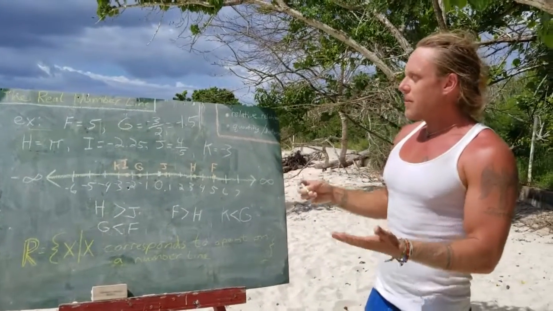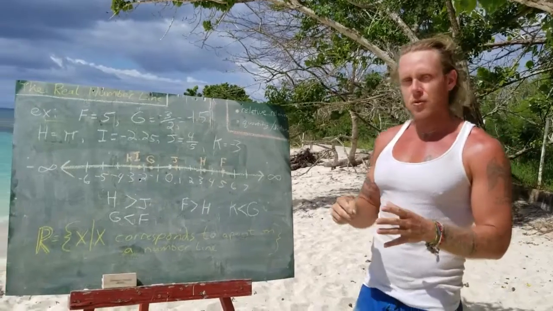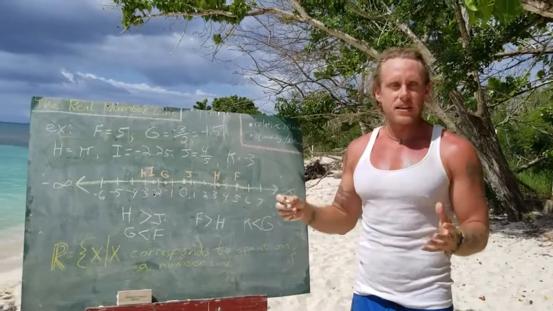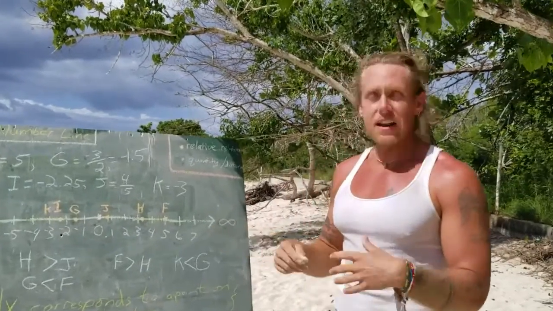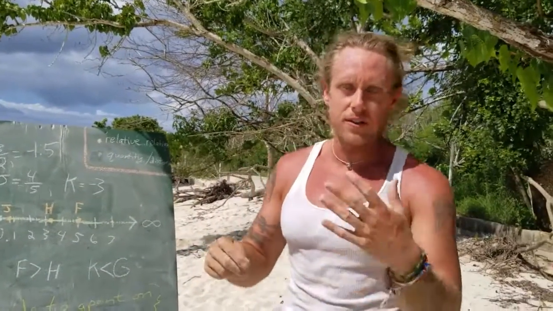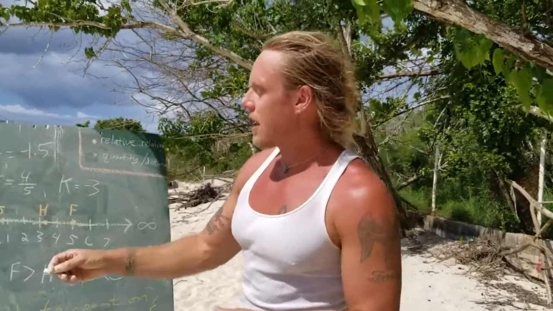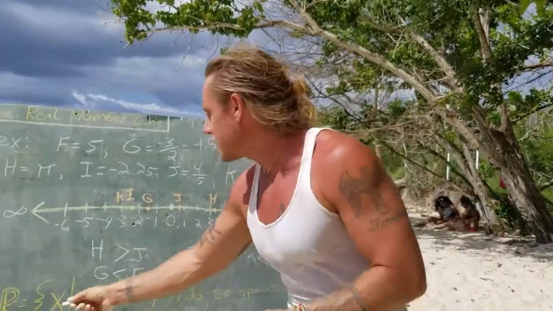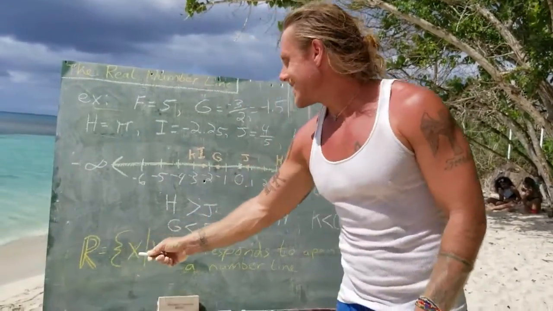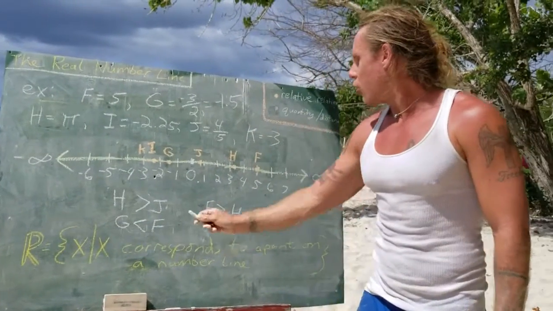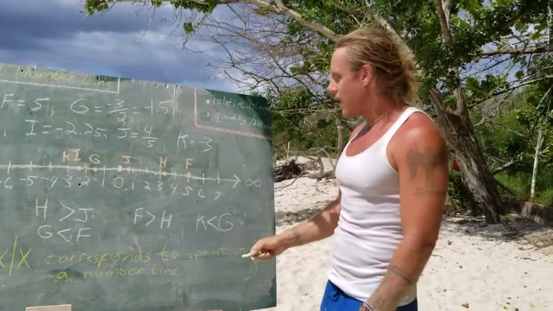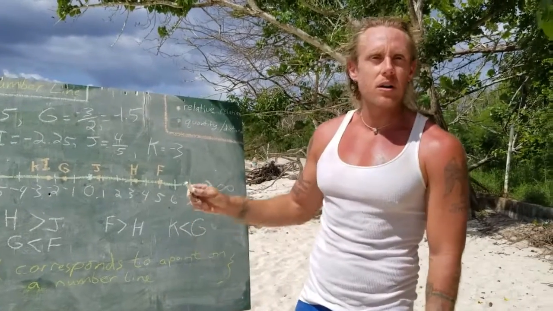But we can describe the real numbers another way. We've described the real numbers in terms of subsets. We've described the real numbers in terms of decimal expansions, and a few other ways. We've described it pictorially using a Venn diagram. Now let's describe the real numbers in yet another way. We can say that the real numbers are the set of all elements x, such that x corresponds to a point on a number line.